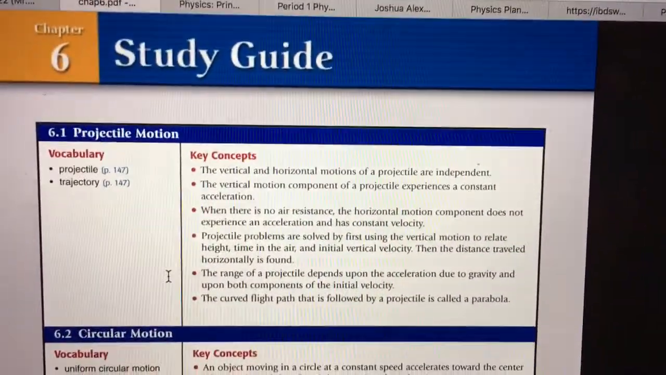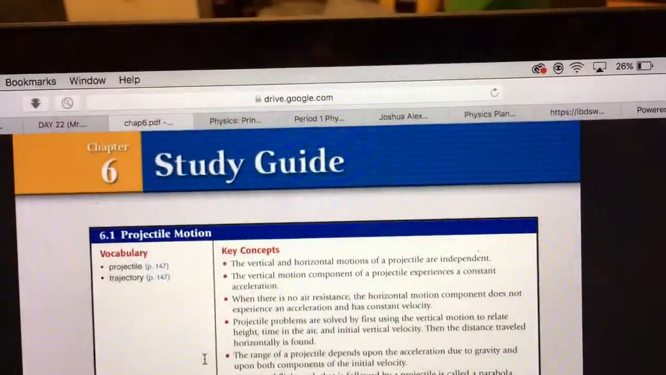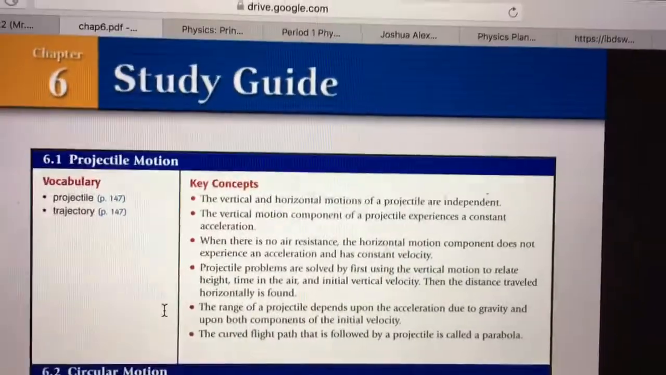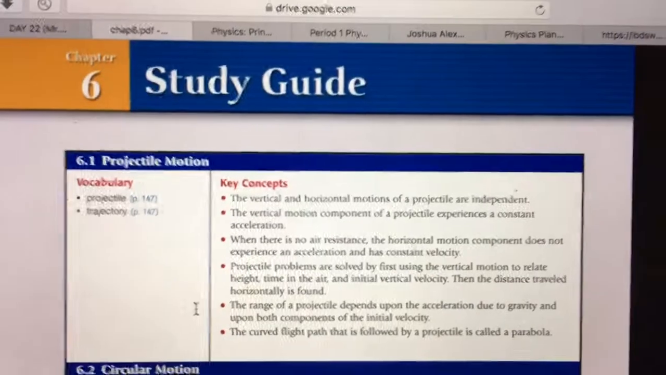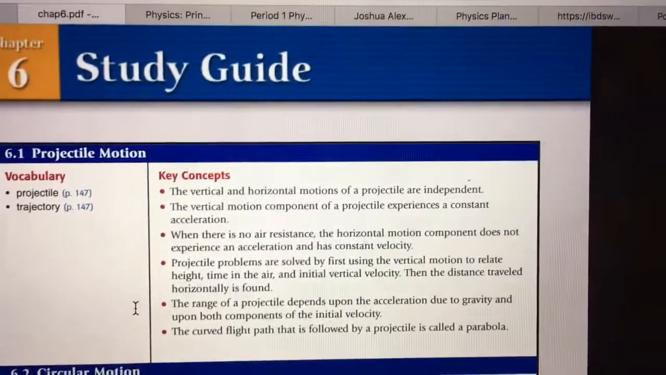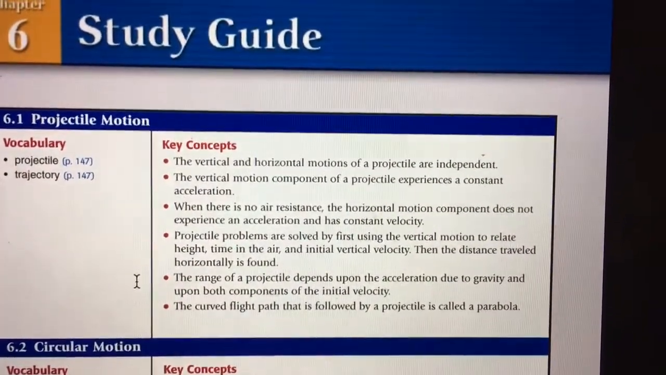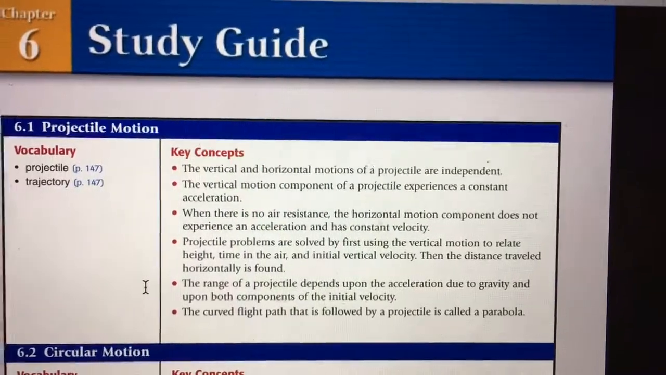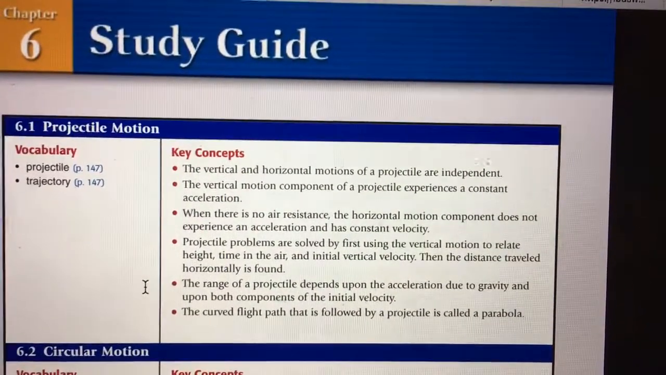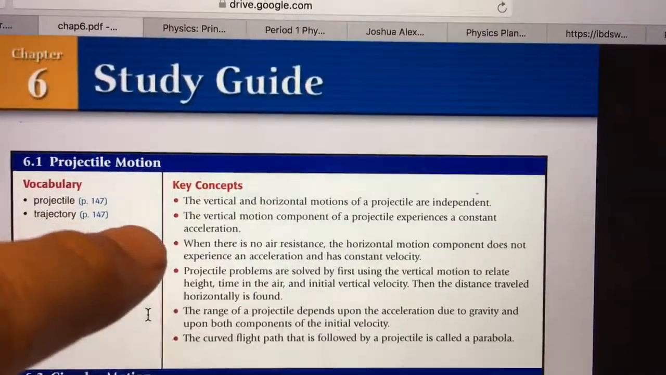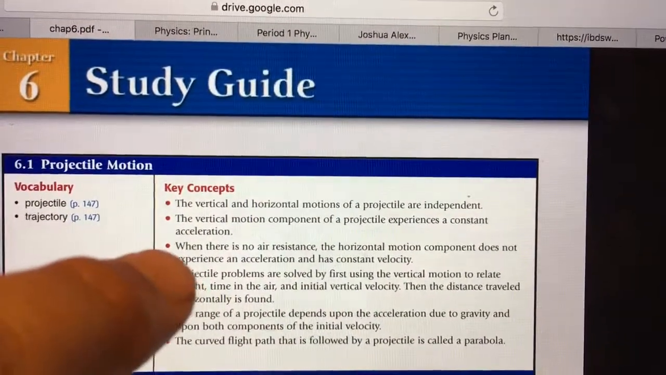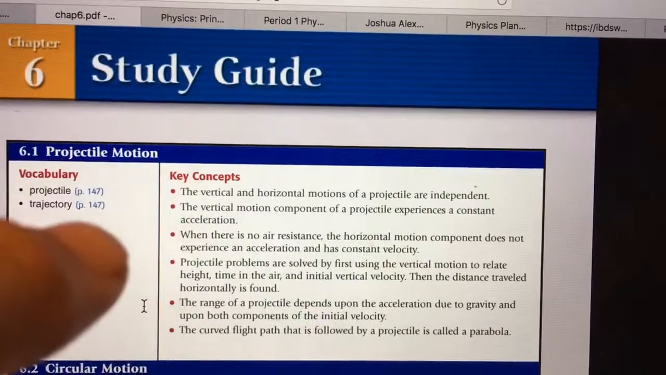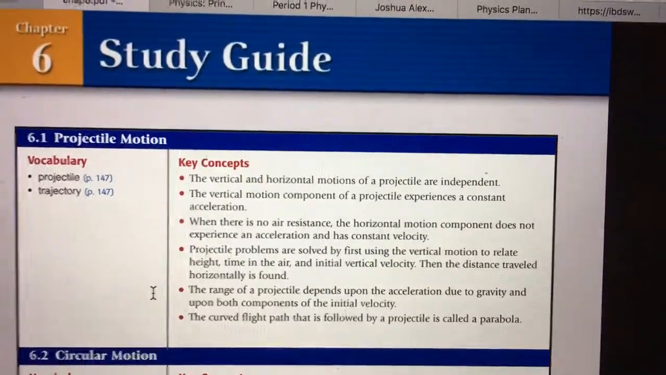So here is your Chapter 6 study guide, and we're going to look at 6.1 for now. So here are some key concepts from this chapter. Vertical and horizontal motion of a projectile are independent. Independent, not connected. Vertical motion has constant acceleration from gravity. When there's no air resistance, the horizontal motion component doesn't have acceleration, which means it's constant.